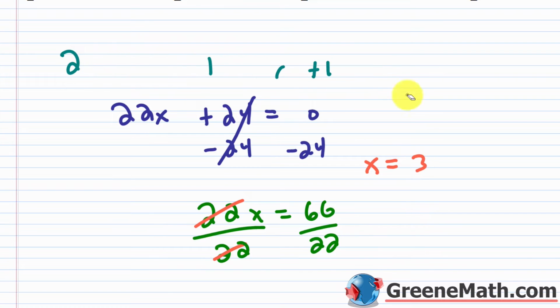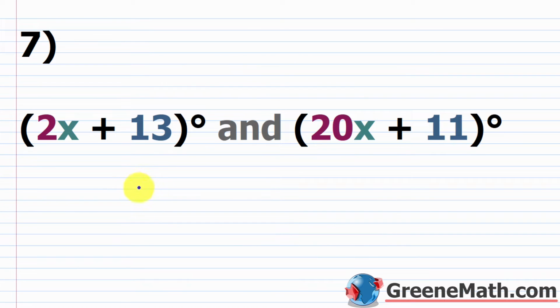All right, so we know that x is 3. So that's the first part. Let's come back and say that x is equal to 3. But don't give this as an answer because it's asking you for the angle measures. So you have to plug the 3 in here and also here and figure out what that's going to be.